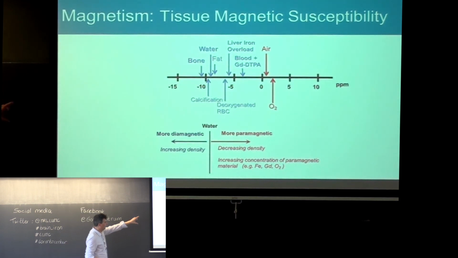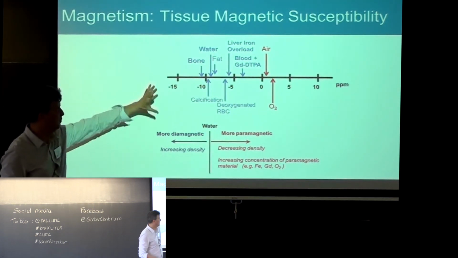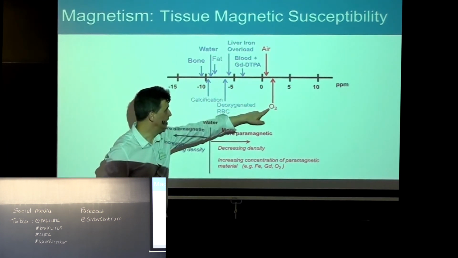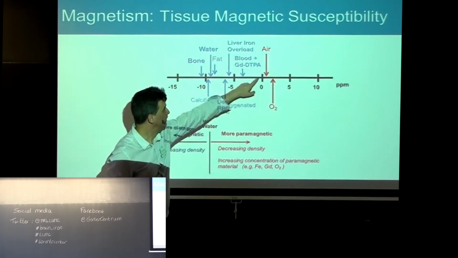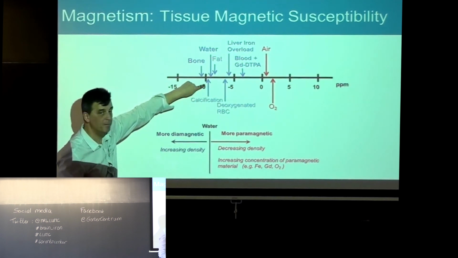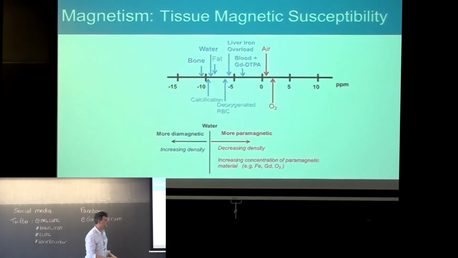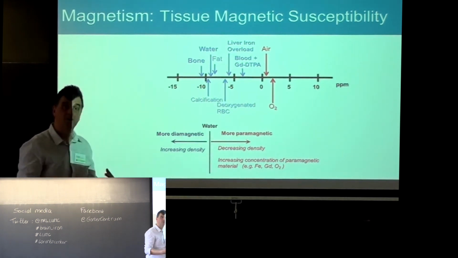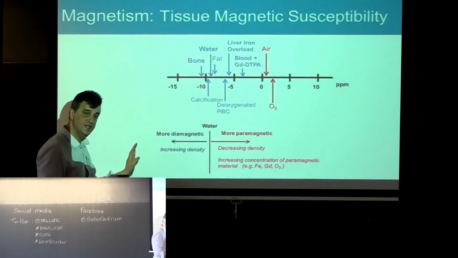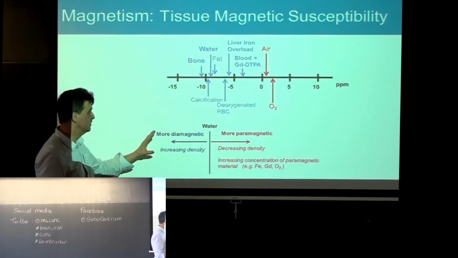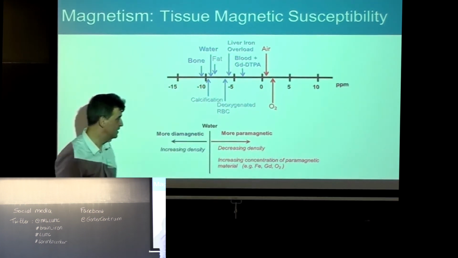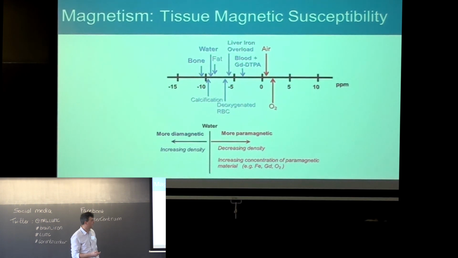So here's a look more closely at different things that maybe are biologically important in their susceptibilities. So oxygen is paramagnetic, air is very weakly paramagnetic. Then most tissues are around about -9 parts per million. So things that move us away from the -9 parts per million of water are increasing density, which maybe makes things more diamagnetic, so bone, for example, whereas adding iron or decreasing the density tends to make us more paramagnetic in what we see.